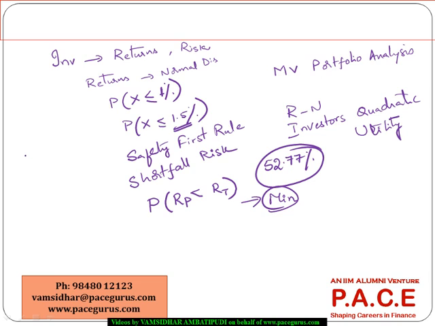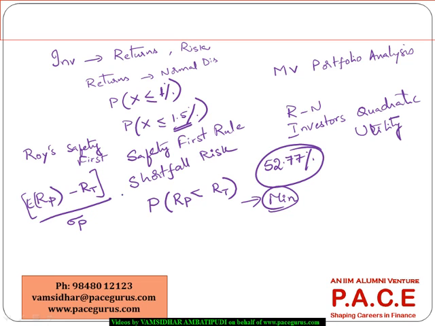So that is where an expression has come out which is called Roy's safety first criteria. What this criteria is simply saying is, for every portfolio you compute the expected return of the portfolio minus your targeted return, and you divide it by the standard deviation of the portfolio. And this is what we call Roy's safety first criteria.